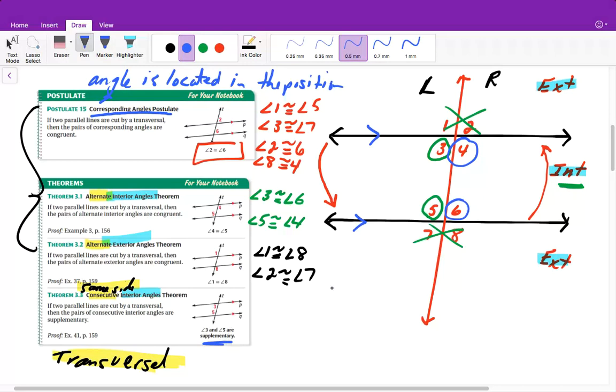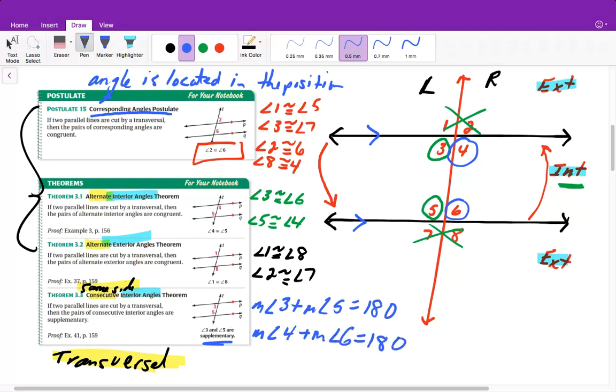What that means is they will add up to 180 degrees. So the measurement of angle 3 plus the measurement of angle 5 is equal to 180 degrees. And the measurement of angle 4 plus the measurement of angle 6 is equal to 180 degrees.